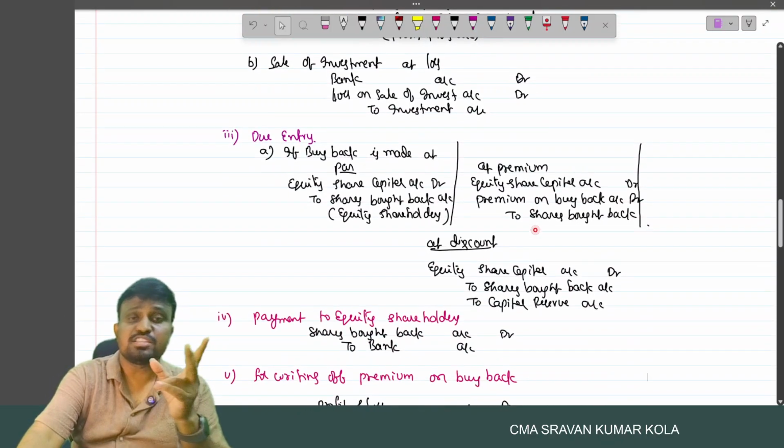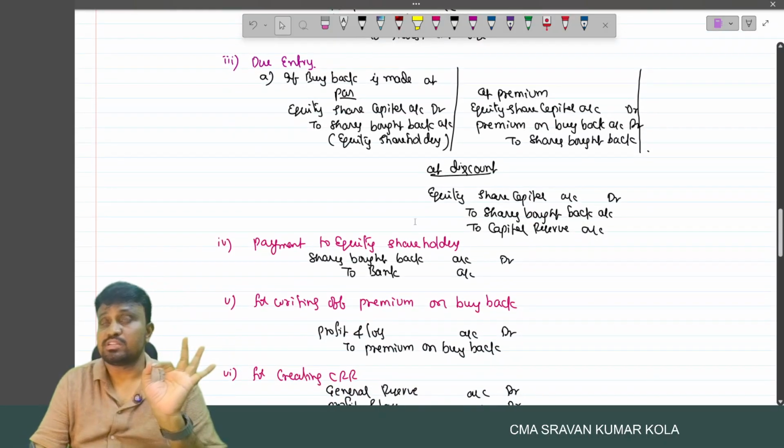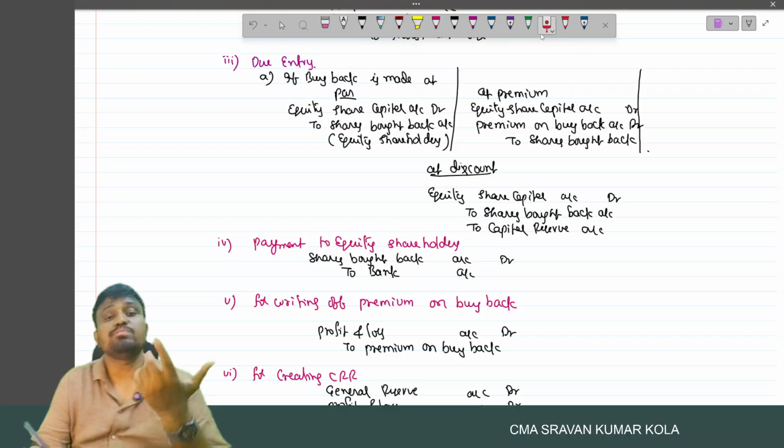So that is the second one. And third one is what is the due entry? Due entry means how the buyback is made.